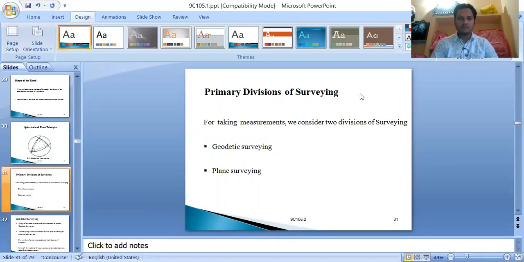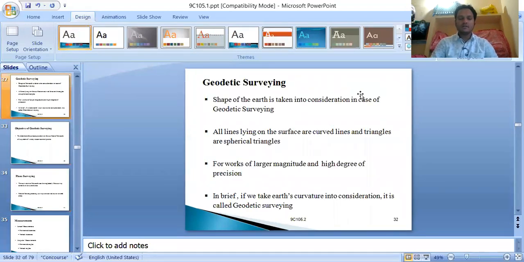And we will see the primary divisions of surveying. Surveying is primarily divided in two categories: geodetic surveying and plane surveying. Geodetic surveying is a surveying in which curvature of the earth is considered, whereas in plane surveying, we will not consider the curvature of the earth. So curvature means shape of the earth. When shape of the earth is taken into consideration, it is called geodetic survey.